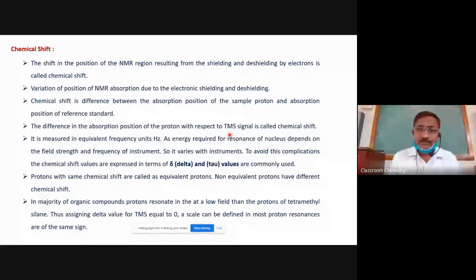Chemical shift value, do you understand? Meaning, yes or no?